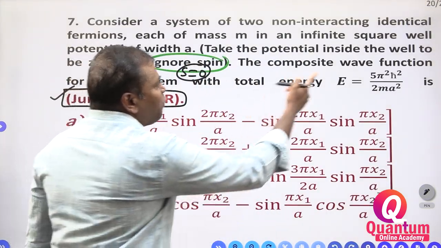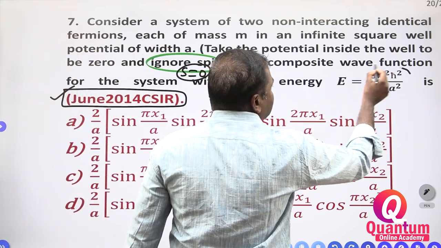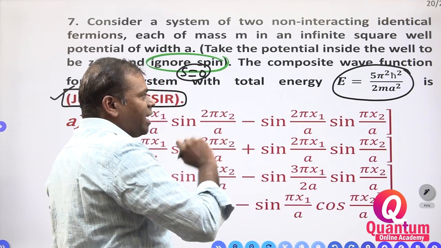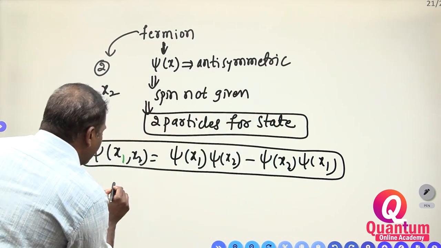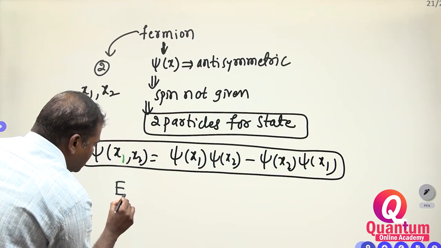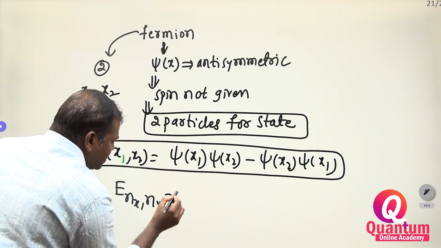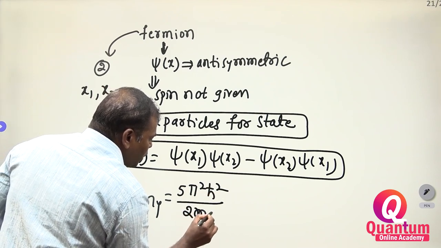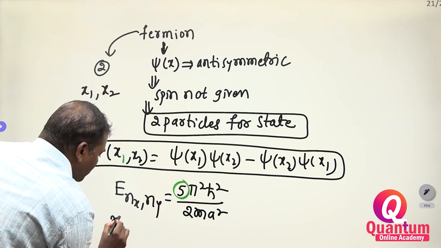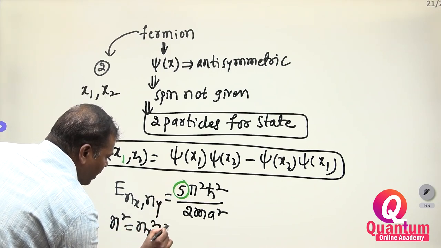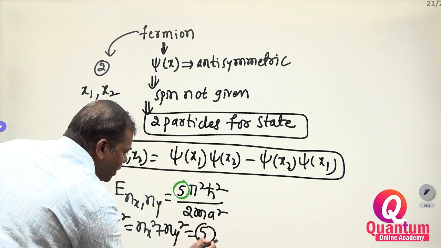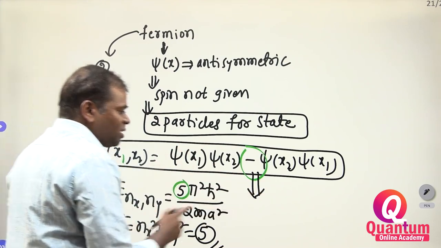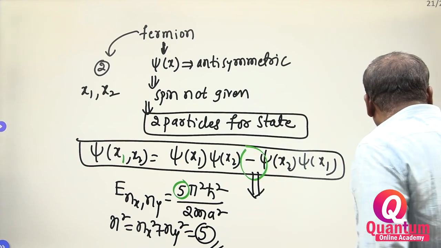Once you have to check it, the wave function of the system with total energy is equal to what? Pi square h cut square divided by 2m a square. Once again, you have to see, E is equal to, it is a two-dimensional box, nx, ny is equal to 5 pi square h cut square divided by 2m a square, where n square is equal to nx square plus ny square, which is 5. It may be anti-symmetric, that's why we have to get the minus also. You have to check the option from the options.